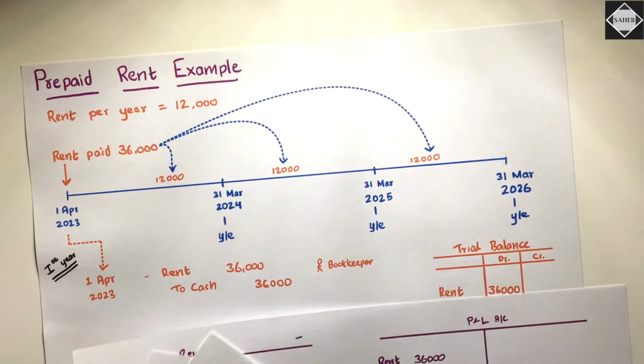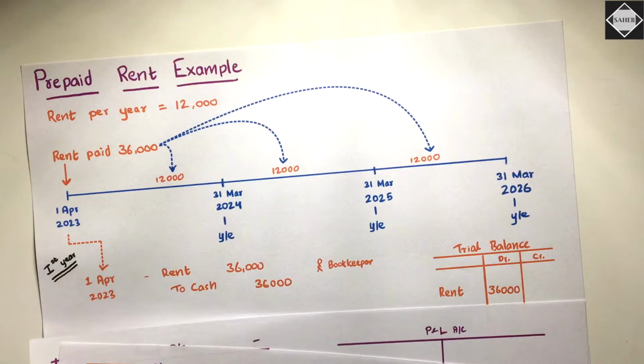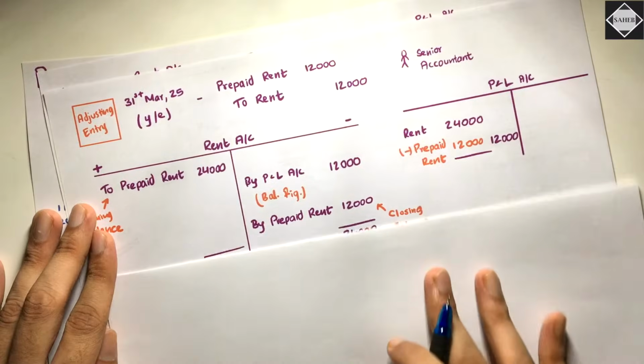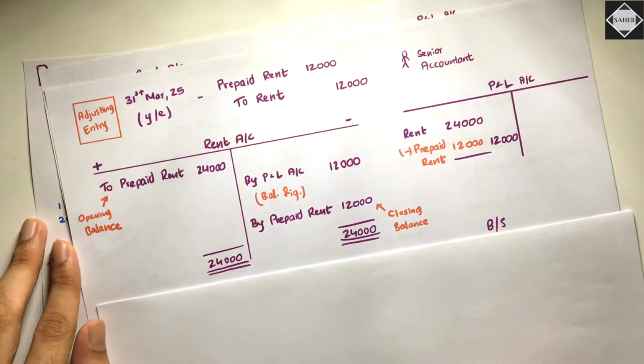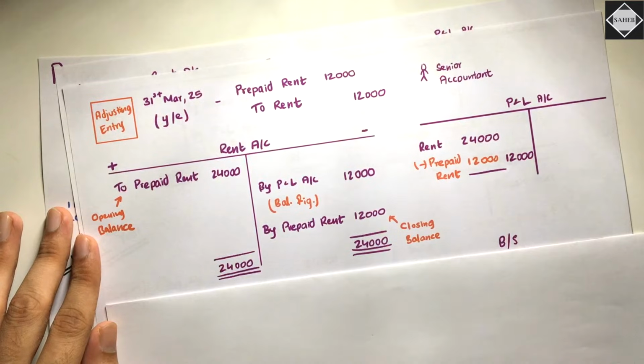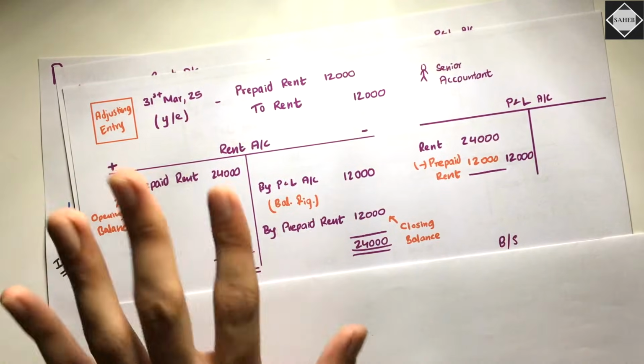Now after this, what do we do? Financial statements are prepared, right? See here. Before that, we prepare the T account of the rent account, so that we can get to know how much will be transferred to profit and loss exactly. Fine. So how do we prepare this? See, there is a shortcut to prepare this. Let me just show you.